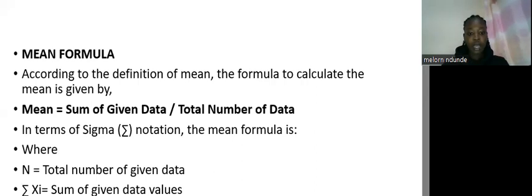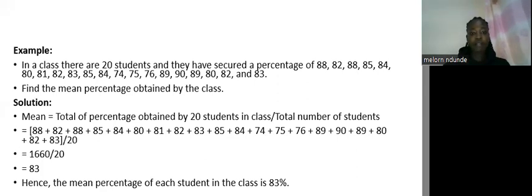So, what is the mean formula? According to the definition of the mean, the formula to calculate mean is given by the sum of the given data over the total number of data. In terms of sigma notation, you can see the notation on your screens. N is the total number of the given data, and the summation of xi is the sum of the given data values. Then we have an example.